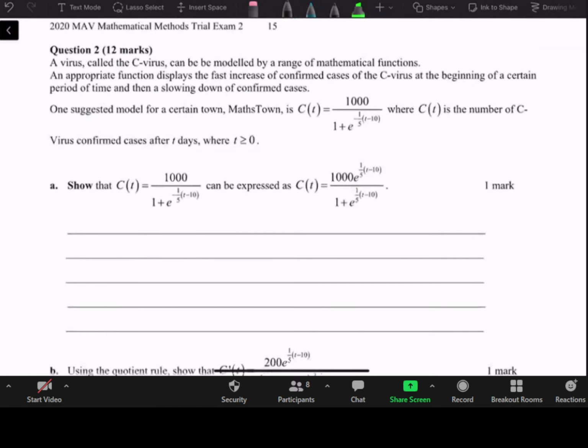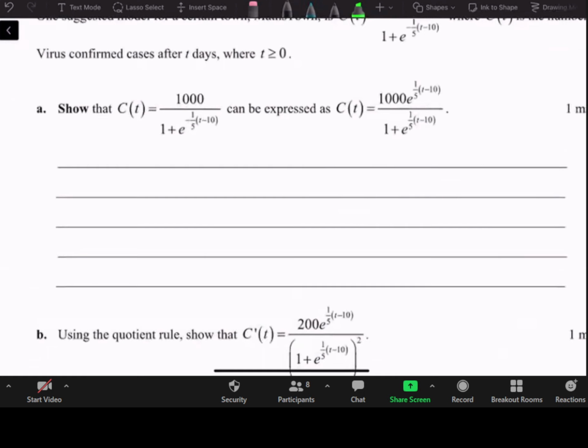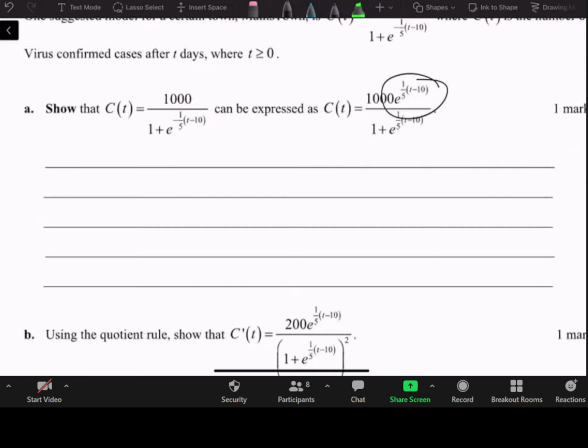So now we have this equation, and we're trying to change the form. So by looking at the question, you can tell the one thing that's changed is that they've added this to the numerator. So you can kind of start there by multiplying both the numerator and the denominator by the same thing. So C(t) is 1000 over 1 plus e to the negative, times the same thing, because that's the only way you're not changing the actual equation.